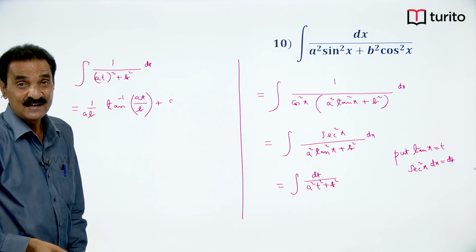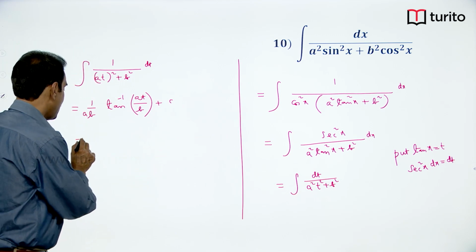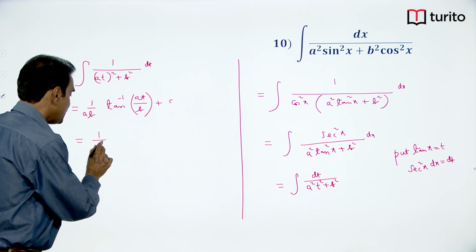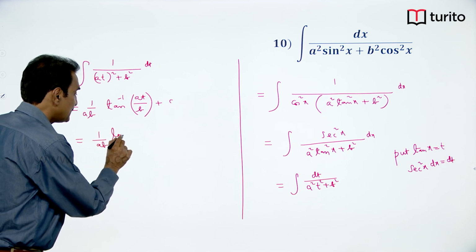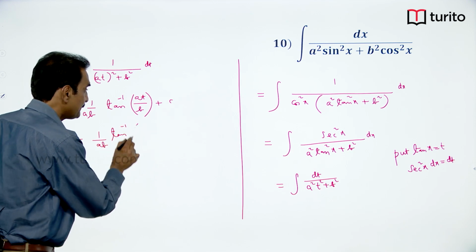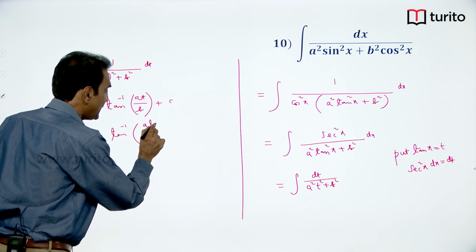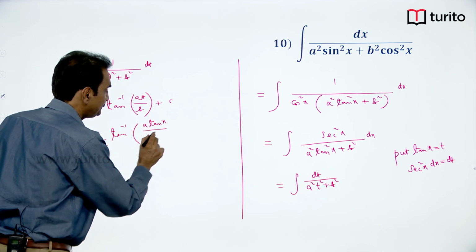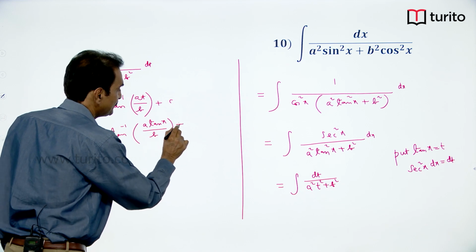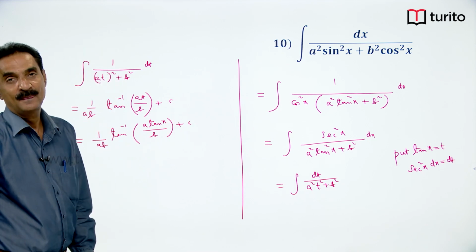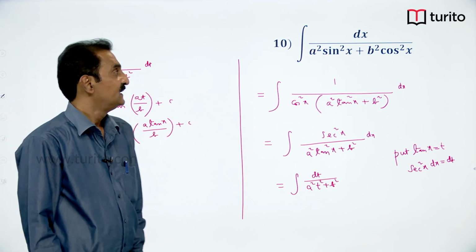So we will divide by another a plus c and substitute t as tan x. So the final answer is 1 by ab tan inverse a tan x by b plus c. Okay. Next question.